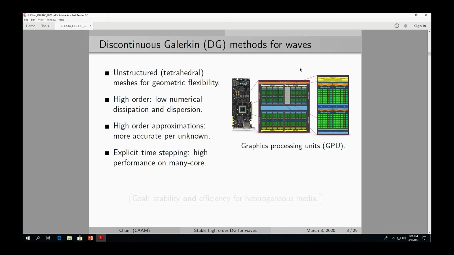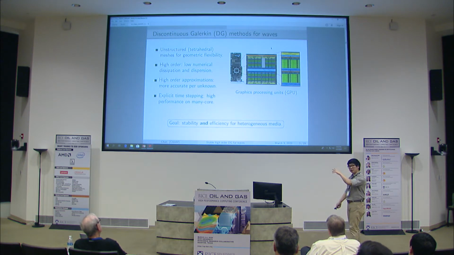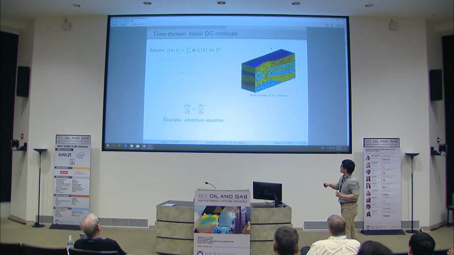And so much of my early work was trying to make sure that I could actually make these methods competitive on modern GPU-type hardware. And I think we've succeeded in large part, especially if you're using explicit time stepping, which for waves I imagine you are. So in this talk I'm going to talk a little bit about stability and how to design DG methods which are both stable and efficient in the context of complex heterogeneous media, starting with a much simpler wave equation.